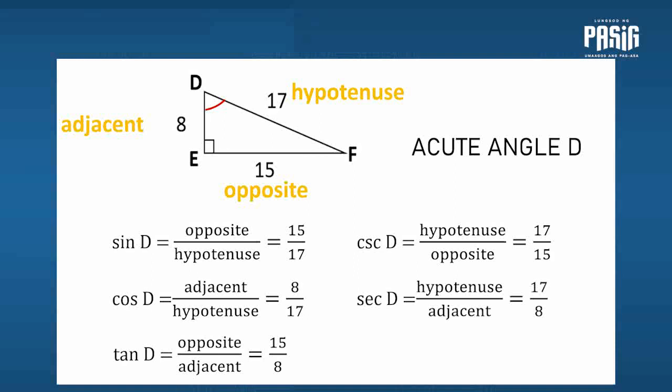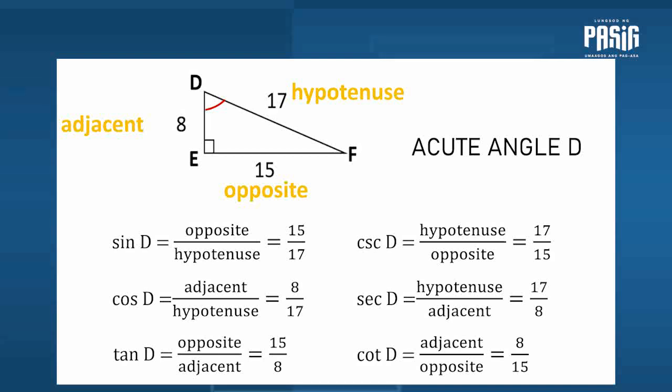The same with secant D, which is the reciprocal of cosine D. Since cosine D is 8 over 17, then secant D will be 17 over 8. And lastly, cotangent D is the reciprocal of tangent D. Since tangent D is 15 over 8, then cotangent D will be 8 over 15.